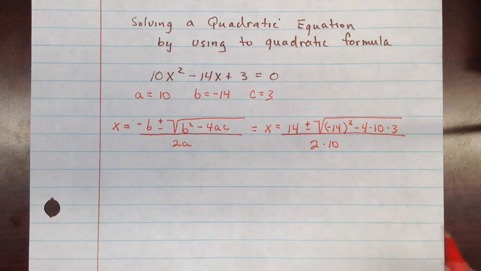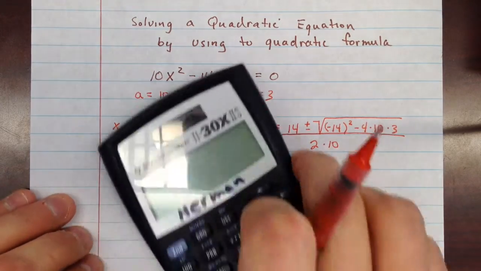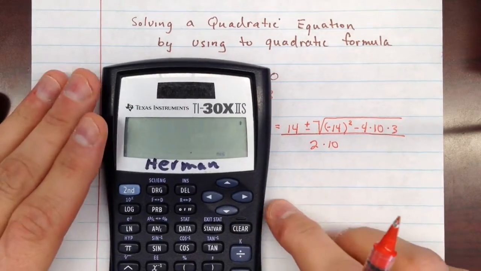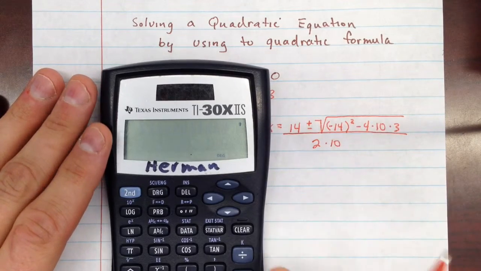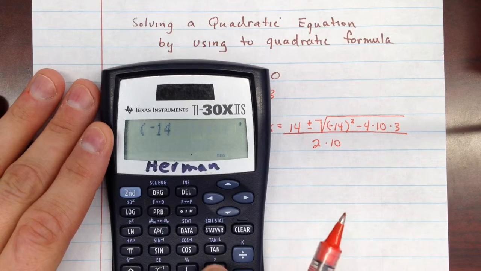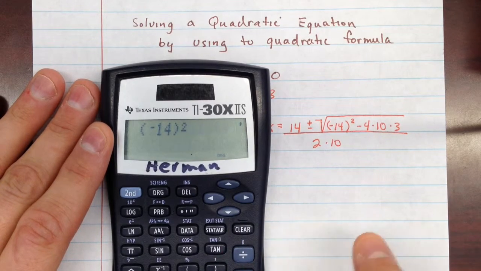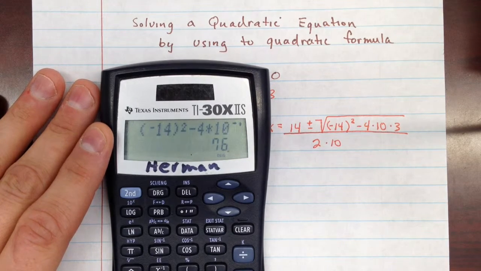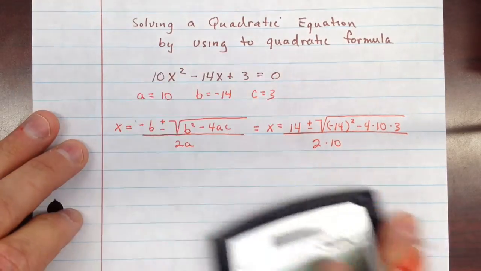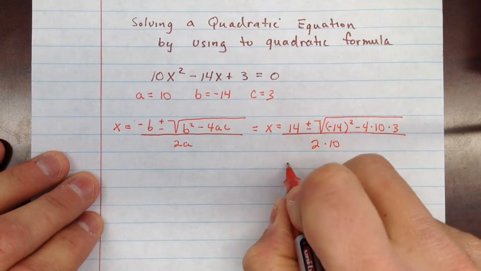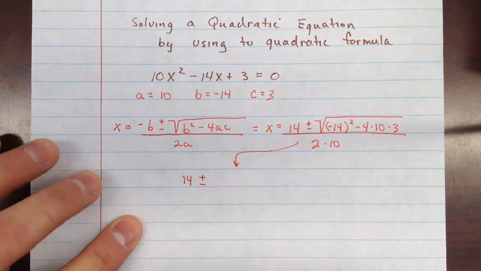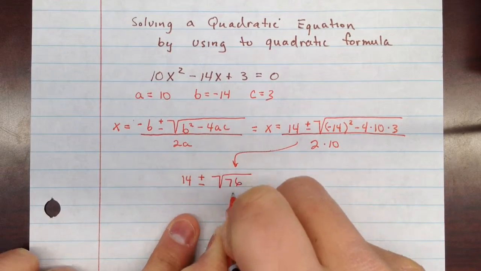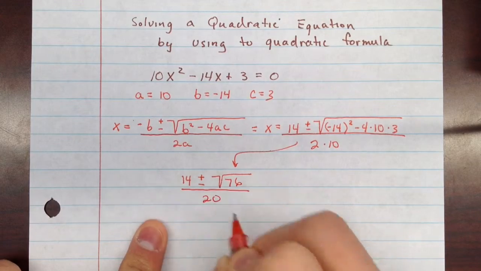Now what we always do is we figure out what the discriminant equals first. So go ahead and type that into a calculator, and I'll do it with you here so we can see how that works out. I will put the whole thing straight in, without the radical symbol for now. So put it in as parenthesis, negative 14, parenthesis, x squared, and then minus 4 times 10 times 3. Just like that. That gives us 76. So that means that we now have 14 plus or minus the square root of 76 over 20.